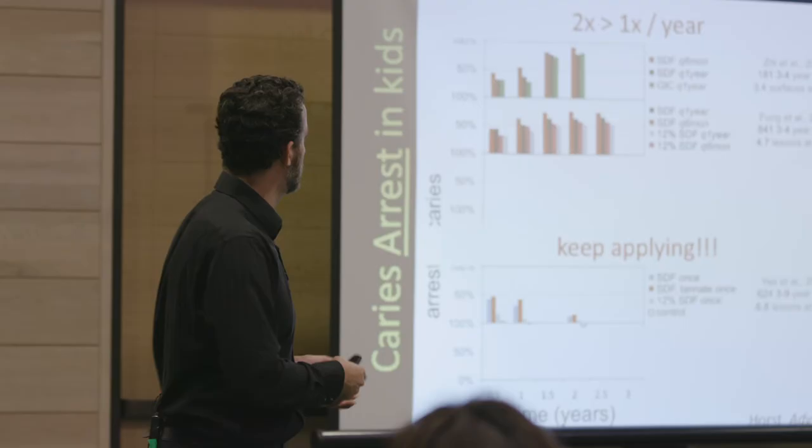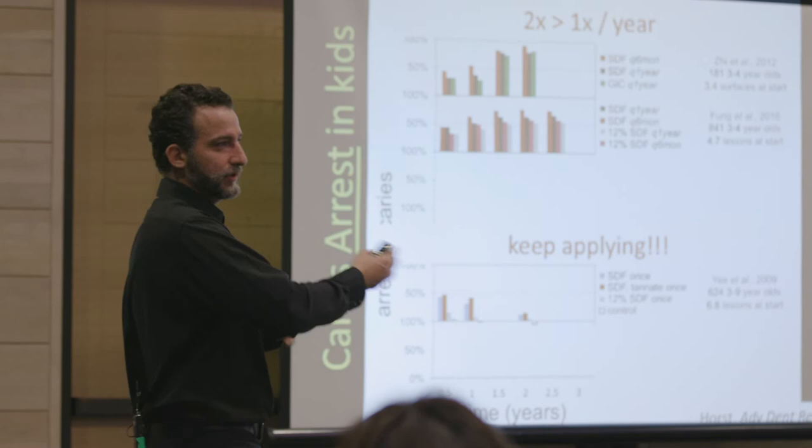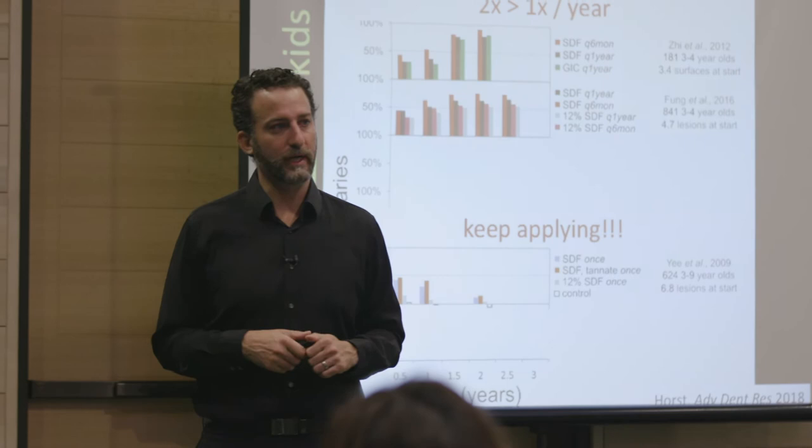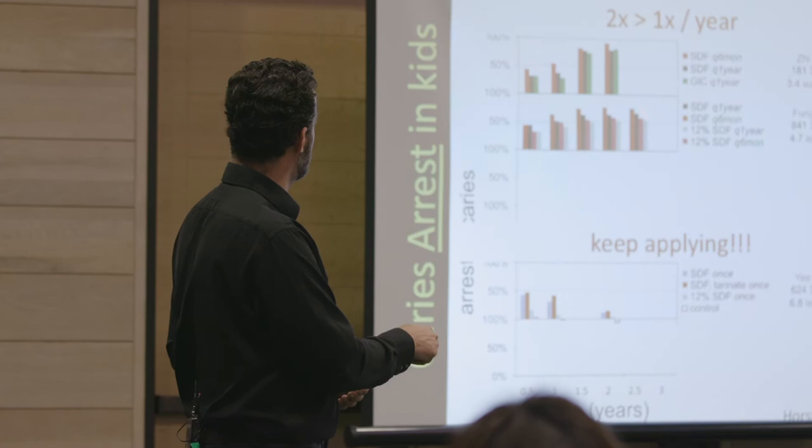So we get a boost in effectiveness from twice per year versus once per year. You see the absolute numbers are different. This is about 78% versus 91%. So that's an important boost, an extra 10% or so of extra effectiveness, really decreasing the number of cavities that are going to keep growing. In this study, we got a similar size of boost, but here it went from about 65% to 75%. So the absolute numbers are still being worked out.